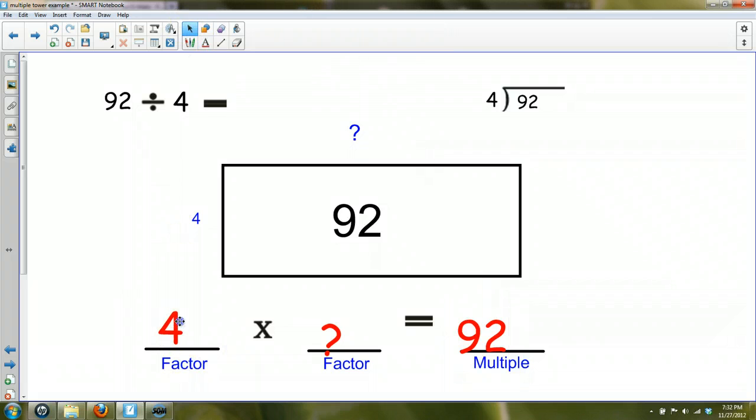So the factor is 4. The other factor I don't know yet because I haven't figured out the answer, but I know the multiple is going to be 92. Remember, the factors are the numbers that you count by. The multiples are the numbers that you land on when you count by that number. So that tells me that if I count by 4s, I'm going to land on 92, hopefully, or I might get really close.